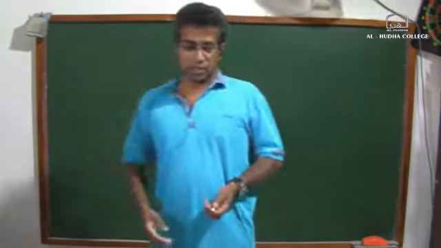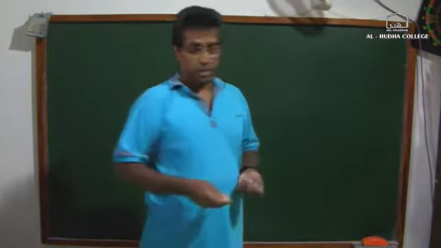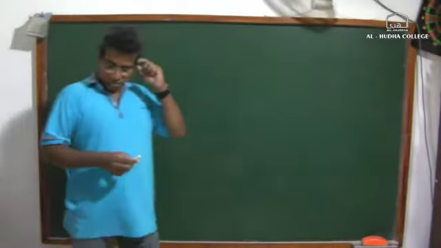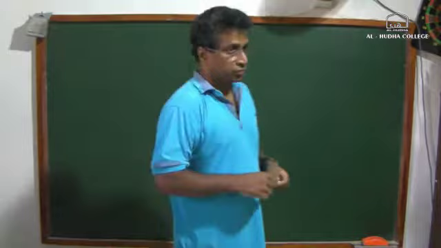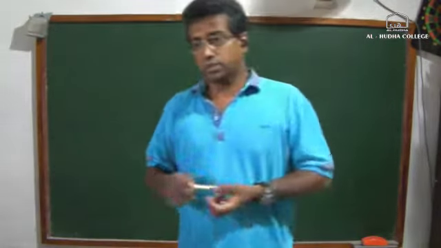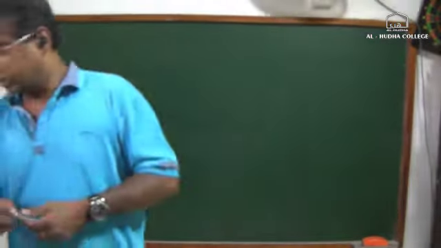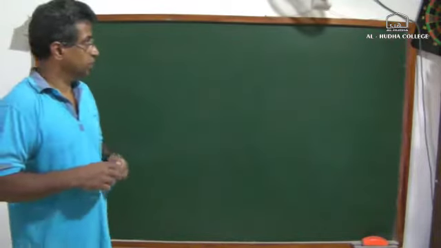So basically the Wheatstone bridge and meter bridge are used for measuring resistances. The third device or instrument is the potentiometer.